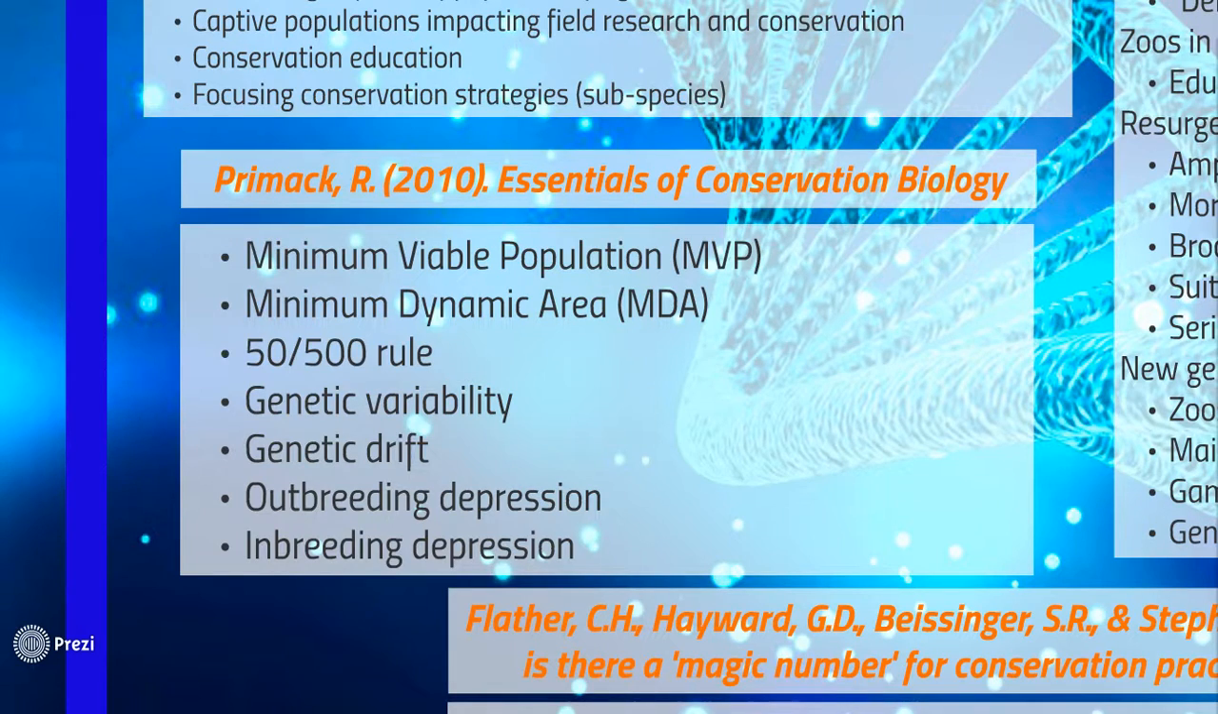Primack discusses the natural extinction of species over their evolutionary course, but that humans have sped this up to 100 times the natural rate. Other topics discussed include the 50-500 rule, genetic variability and genetic drift, outbreeding depression, and inbreeding depression. These lead to a loss of ability to adapt to naturally changing environments.